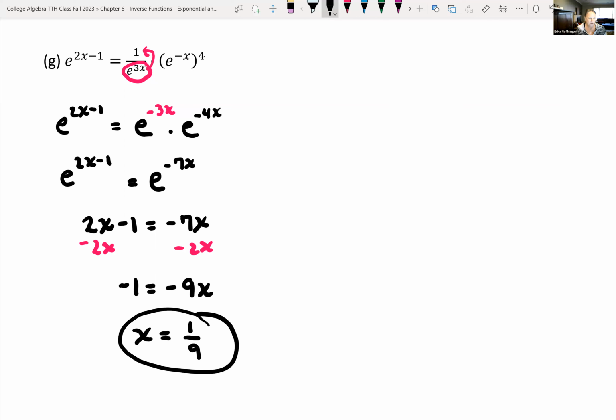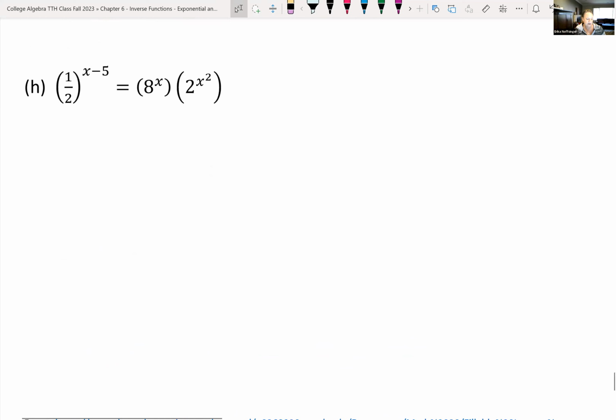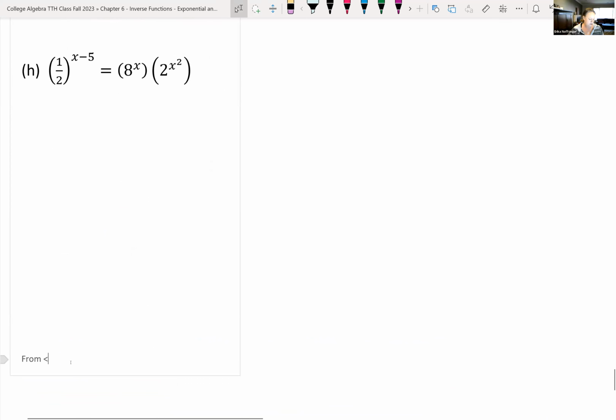So one more example using these rules of exponents and the rule that if we can manipulate the bases to be the same, we can set the exponents equal to each other. So the next example we have here, h is equal to 1/2 raised to the x minus 5 power. This is equal to 8 raised to the x power times 2 raised to the x squared power. So notice all those can be, again, manipulated to be base 2. I don't want 1/2, I want base 2.